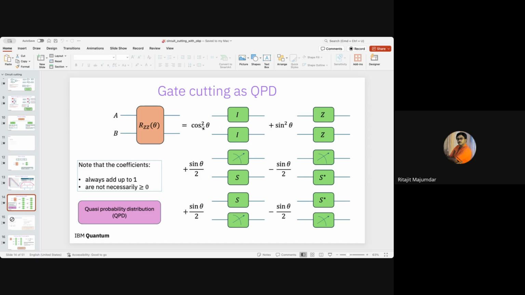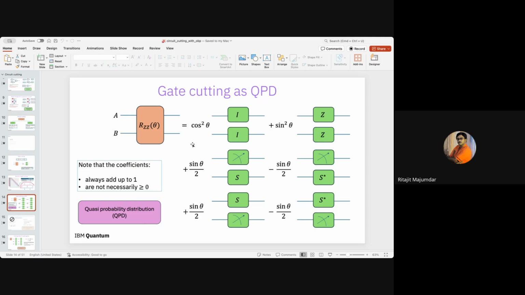There are 6 circuits that you have to run now, and each circuit is running with this probability. Note one thing: irrespective of the value of theta, this and this cancel, this and this cancel, and sine squared theta plus cosine squared theta adds up to 1. So this looks like a probability distribution from which I can sample. But note that depending on the value of theta, some of these can be negative. So we say that this is a quasi-probability distribution.